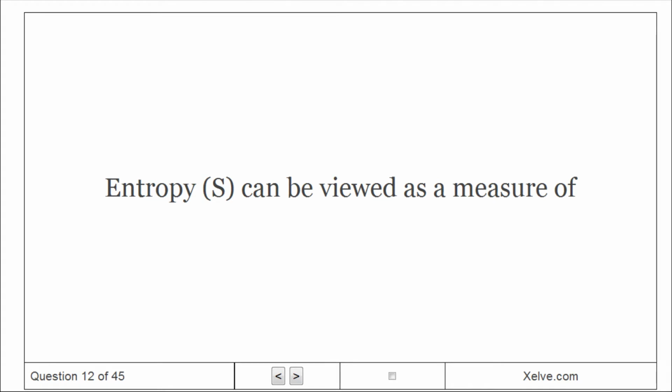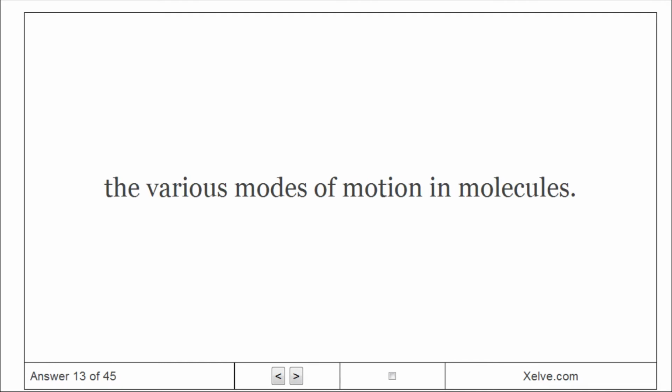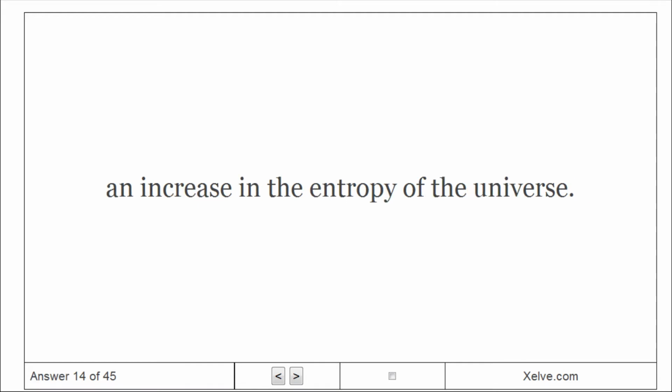Entropy can be viewed as a measure of randomness or disorder. Entropy is related to the various modes of motion in molecules. The driving force for a spontaneous process is an increase in the entropy of the universe.